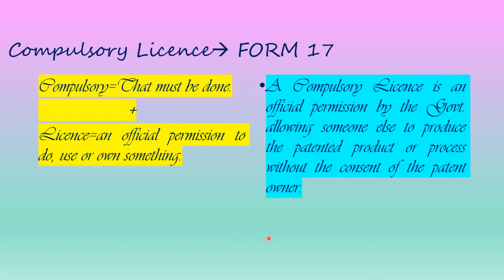Now we will see how compulsory license is defined in the world of patents. A compulsory license is an official permission by the government allowing someone else to produce the patented product or process without the consent of the patent owner. Fine. So you can very easily differentiate between the literal meaning of compulsory licensing and the meaning in the world of patents.